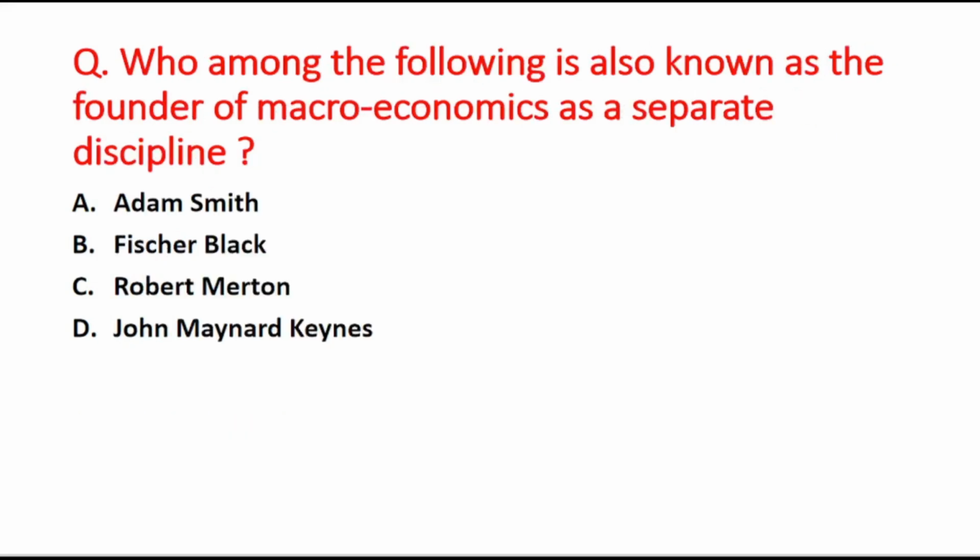Next question is, who among the following is also known as the founder of macroeconomics as a separate discipline? A option is Adam Smith, B option is Fisher Black, C option is Robert Merton, and D option is John Maynard Keynes. So right answer is option A. Sorry, right answer is option D, that is John Maynard Keynes.